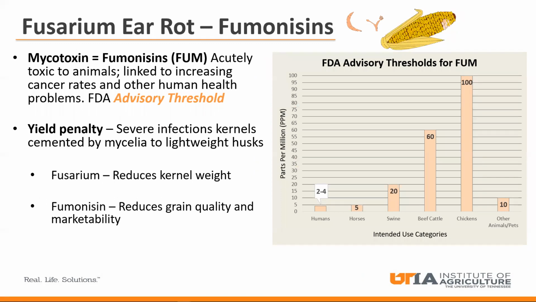The mycotoxins associated with Fusarium ear rot are known as fumonisins, which are toxic to animals, extremely toxic to horses and swine. Fumonisin has also been linked to increasing cancer rates and other human health problems. However, the evidence is still debatable. It's a suspected carcinogen is what we would call it right now.